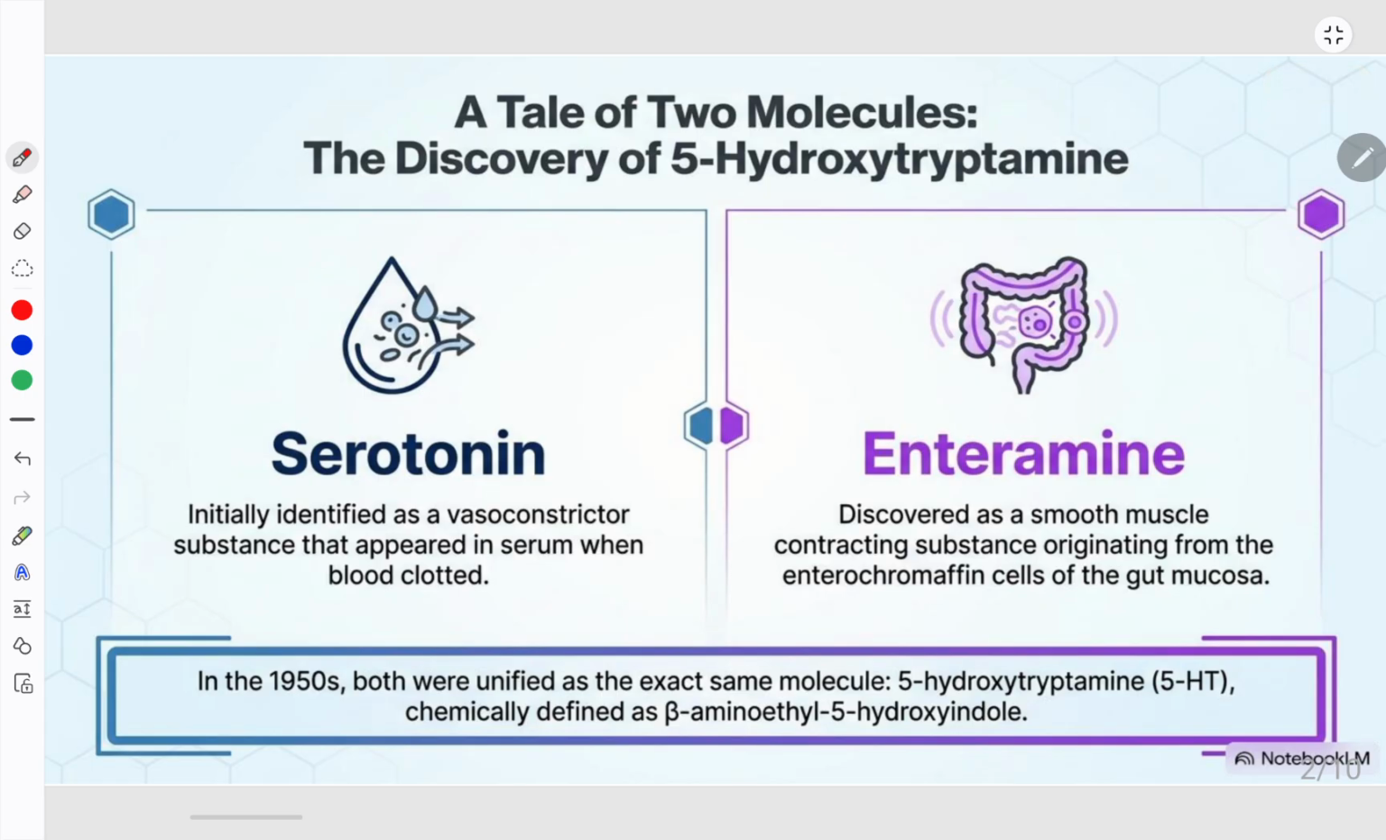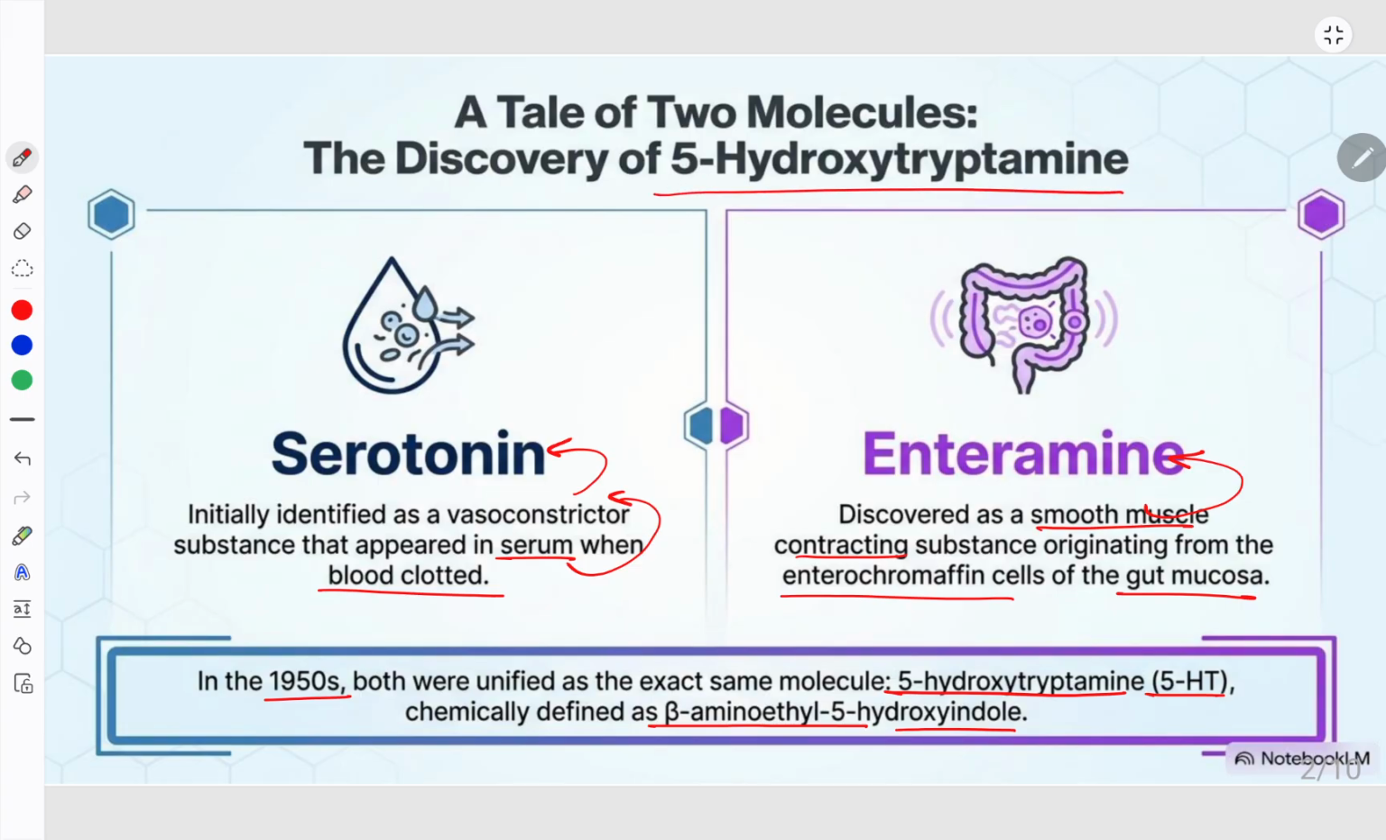Historically, serotonin was originally identified as a substance present in the serum of clotted blood, which was able to produce vasoconstriction, and they named it serotonin. Similarly, another molecule was identified in the enterochromaffin cells of the gut mucosa, which was able to cause smooth muscle contraction, and they called it enteramine. In 1950, they found out that both these molecules chemically were 5-hydroxytryptamine, and as per the IUPAC name, they were beta-aminoethyl 5-hydroxy indole derivatives. Later on, they found that both these molecules are the same, and they called them 5-hydroxytryptamine or serotonin.